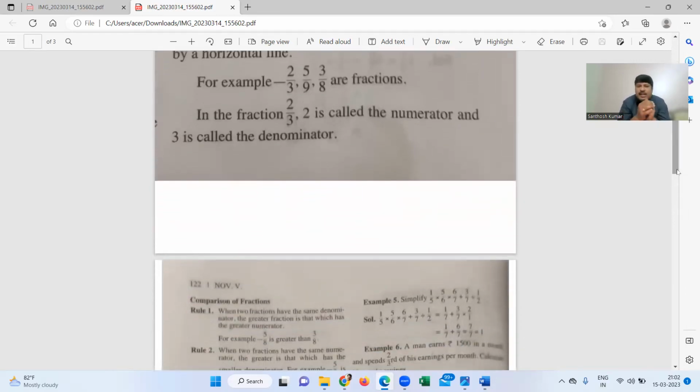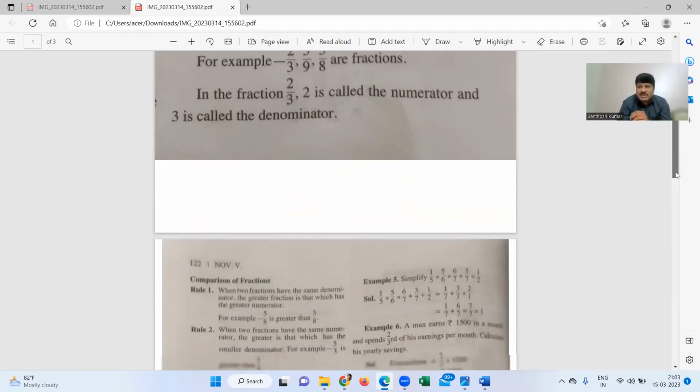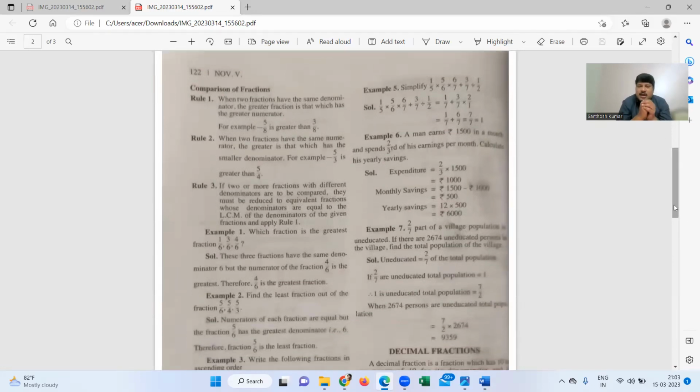And I think you know very well, in the fraction, the upper one is called the numerator and the lower one is called the denominator. So here 2 is the numerator and 3 is the denominator, isn't it? Right. Now, comparing of fractions. What type of questions will they ask in the exam? Comparison of fractions, that means which fraction is bigger, which fraction is smaller. Otherwise you have to add the fractions, subtract the fractions. If you want to do all these things, definitely you have to compare those fractions, isn't it? So how to compare the fractions?